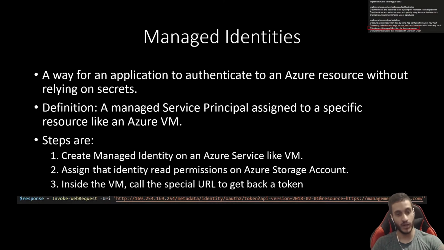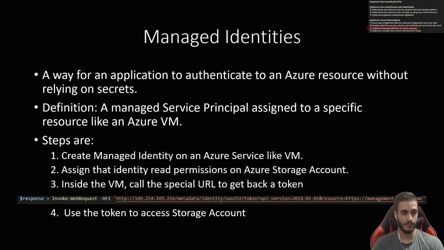Inside the VM, if I call this specific URL, I will actually get back a token for the storage account because I enabled managed identity on this specific VM. And lastly, the VM would then use the token to access a storage account. So essentially with managed identities, I have successfully configured the VM to access a storage account without relying on secrets like SAS tokens, storage account keys, etc.